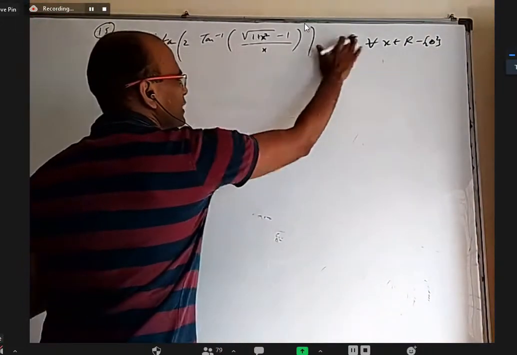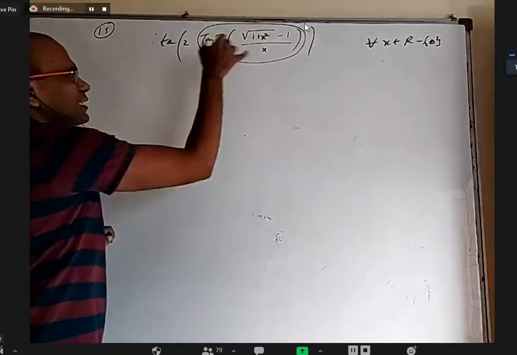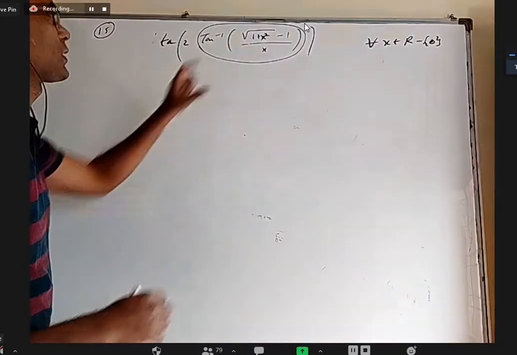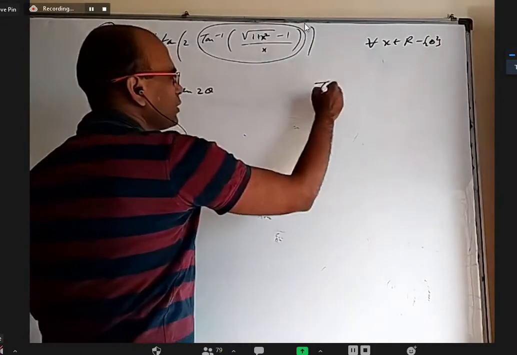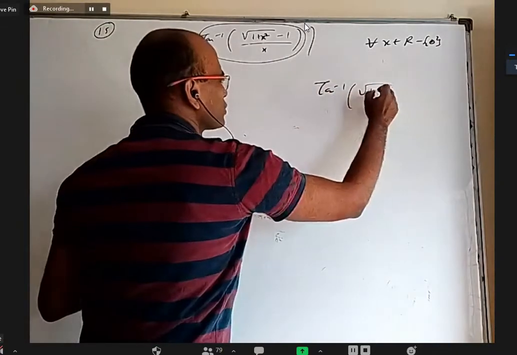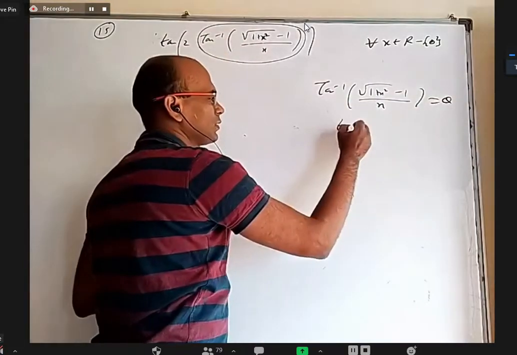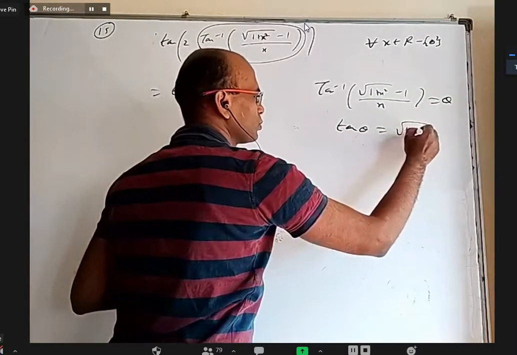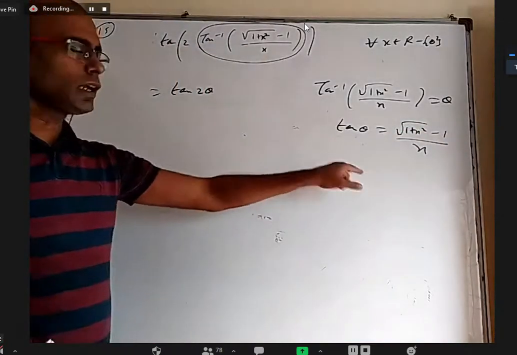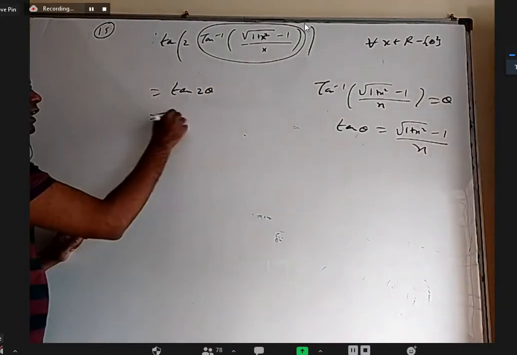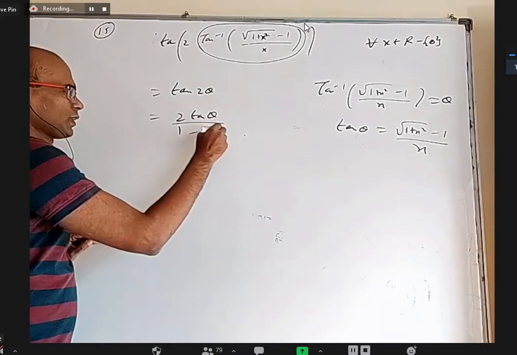Right in the beginning, I said, if you don't know anything, take the tan inverse part or any inverse as theta. So this whole thing you take theta. And the question becomes now tan 2 theta. And what you took theta? Tan inverse of (root 1 plus x square minus 1) by x as theta. Send tan that side. We'll get tan theta is equal to (root 1 plus x square minus 1) by x. You know tan theta and you want to find tan 2 theta. Quite simple, because tan 2 theta formula is 2 tan theta by 1 minus tan square theta.